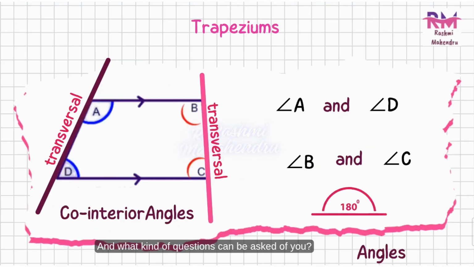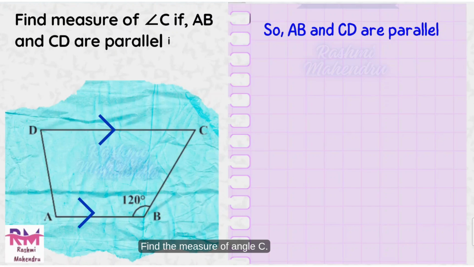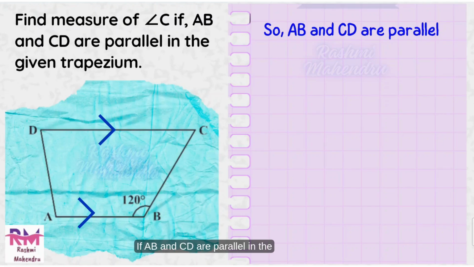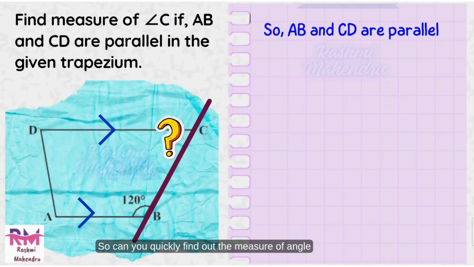So what is its application and what kind of questions can be asked of you? Find the measure of angle C if AB and CD are parallel in the given trapezium. So AB and CD are parallel. Now you focus on the two angles. The angles are angle C, which is to be found, and angle B, which is given. So which transversal or leg will you choose? You will choose BC. So can you quickly find out the measure of angle C?